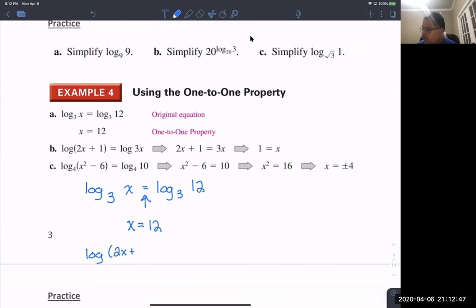Common log of 2x plus 1 equals log of 3x, okay? Now remember, this is a log without a base. That means this is common log, log base 10. So that means both of these logs have the same base, 10. So I can set 2x plus 1 equal to 3x and solve.